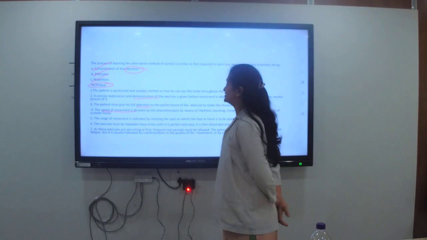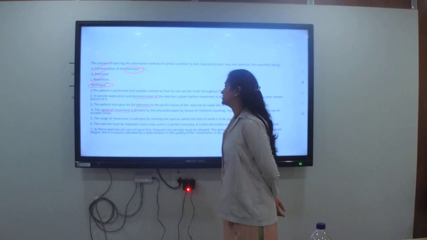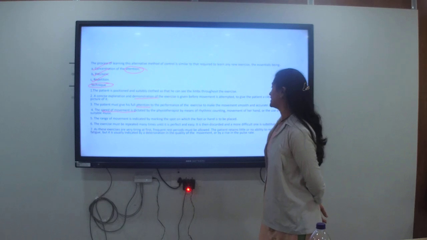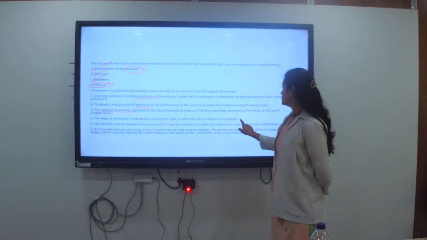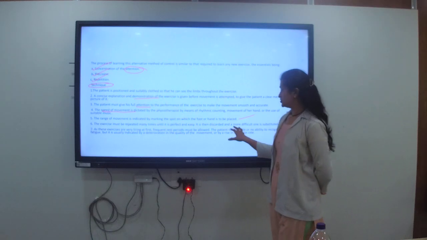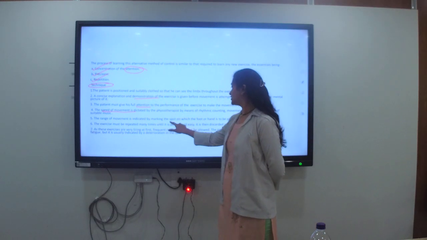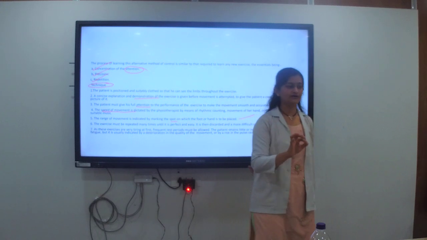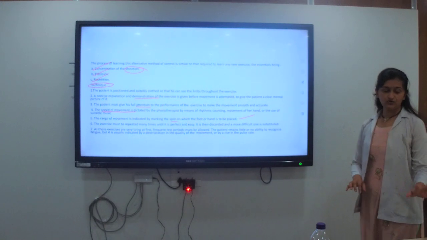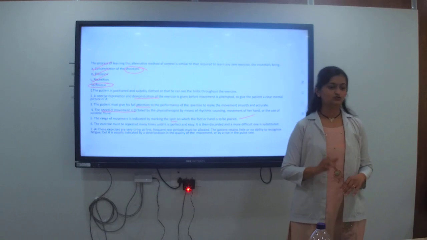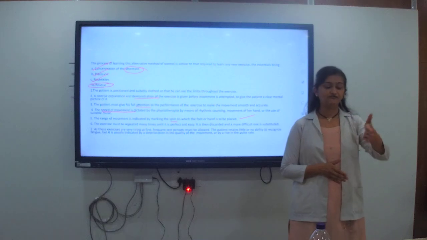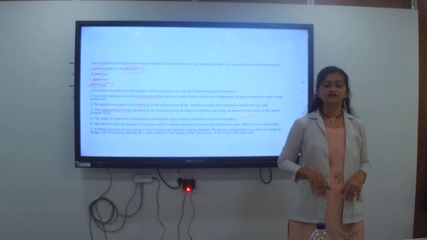Next, the fifth technique is range of movement. It is indicated by marking the spot on which the foot or hand is to be placed. This part I will explain in the next slide. Here you have to mark a spot, draw a diagram, or mark a spot on the wall or on the floor, and ask the patient to jump on that, or draw a line on the floor and ask the patient to walk on the line.